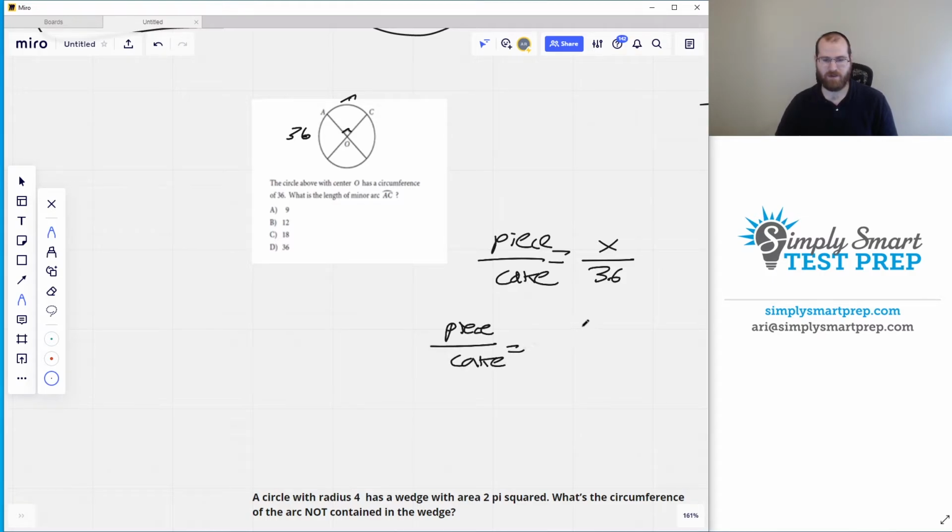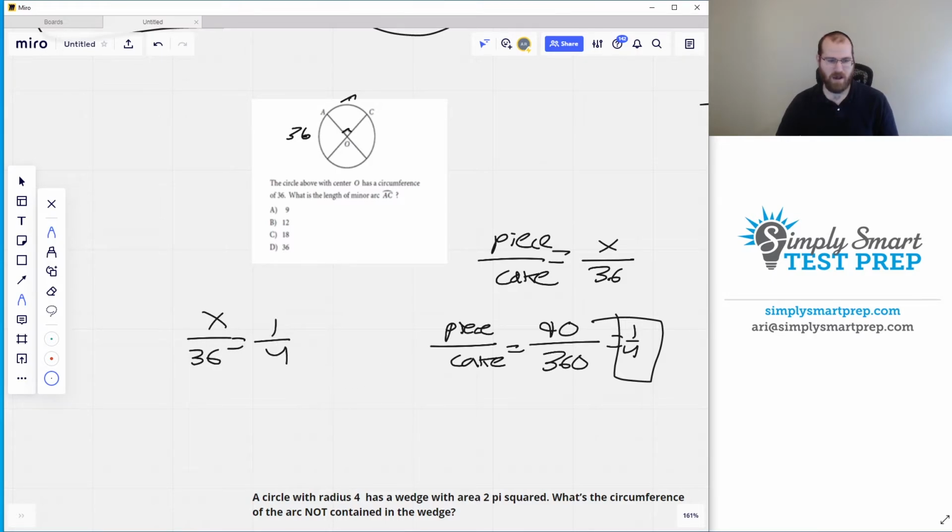In terms of degrees, I have 90 over the cake, which is 360, equal to 1 over 4. So I know that my magic proportion equals 1 over 4. X over 36 equals 1 over 4. X is going to equal 9, which is A.